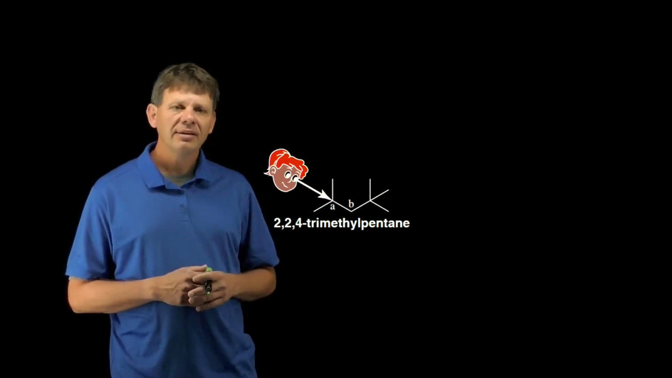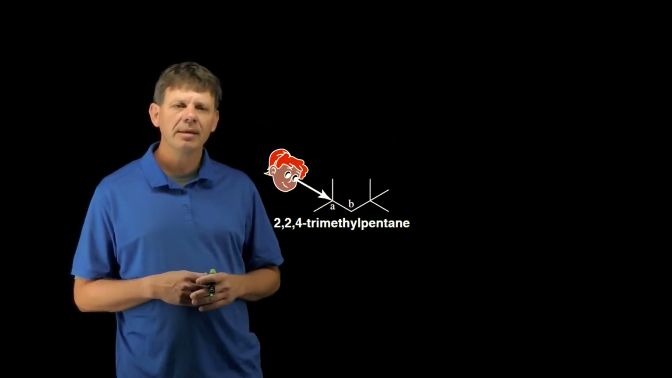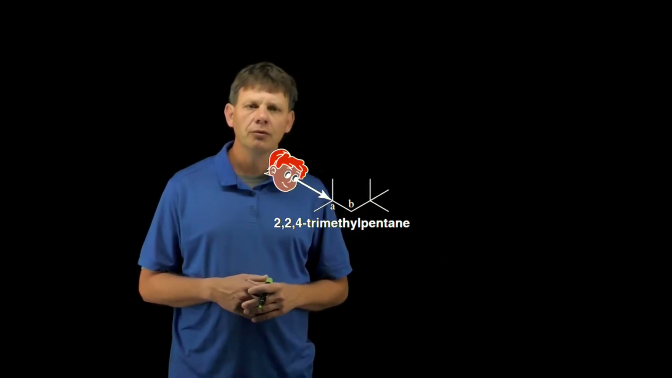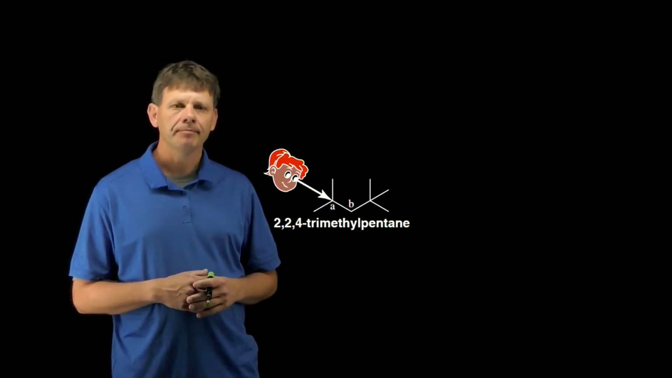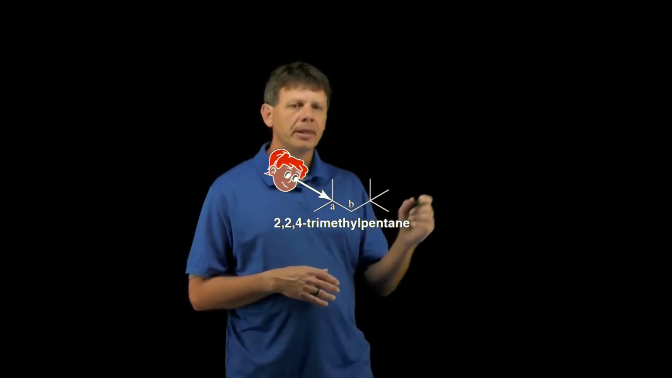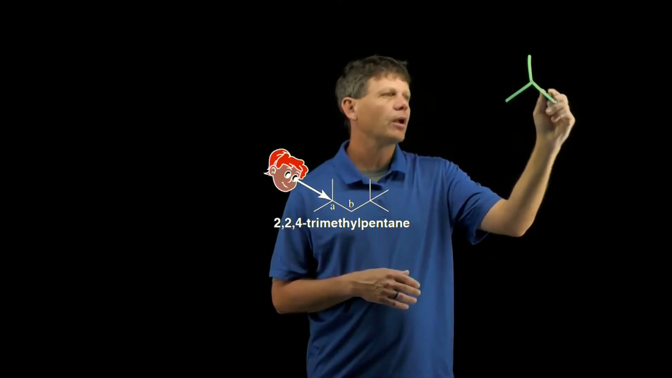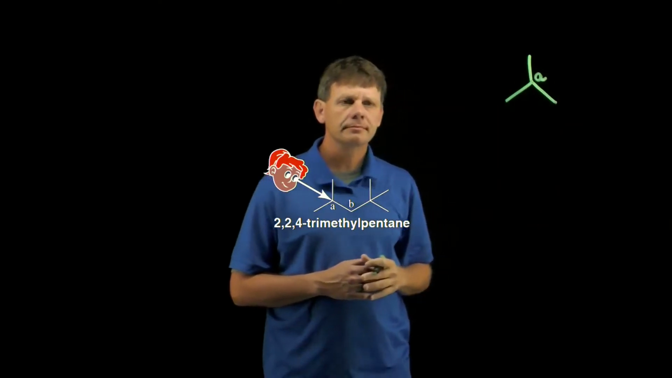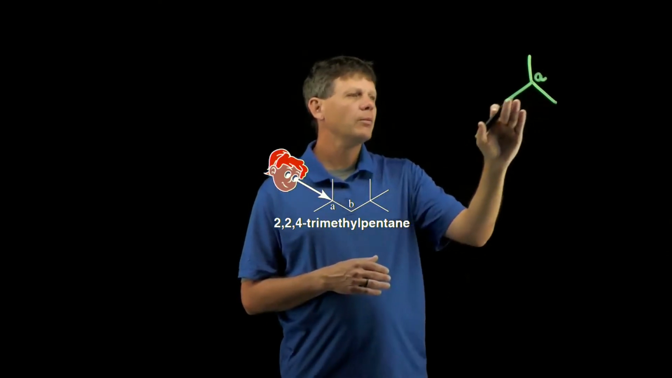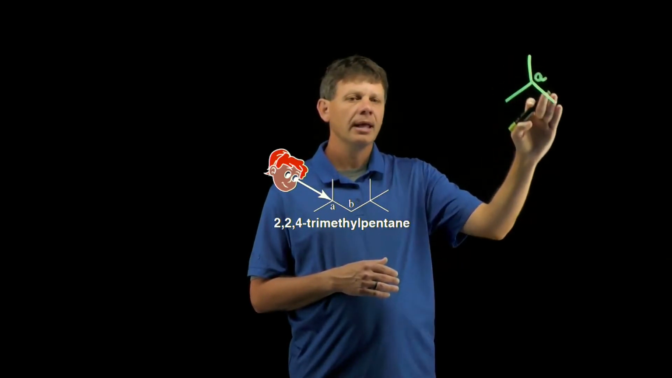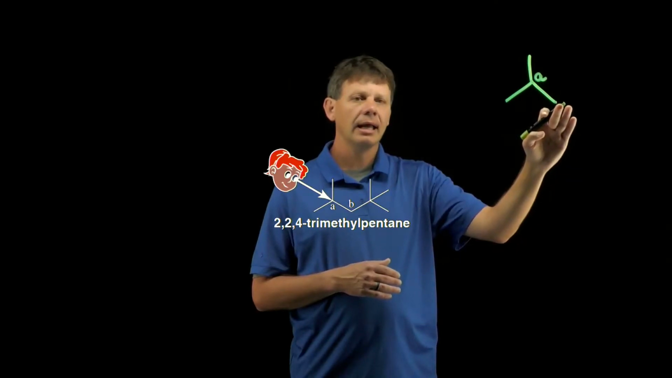This assessment asks us to draw the three most stable Newman projections looking down the AB bond of 2,2,4-trimethylpentane. Let's get started. We're going to identify carbon A as being the front carbon. At carbon A, we have a methyl group, which is good. We have a methyl group, which is here, and a hydrogen.